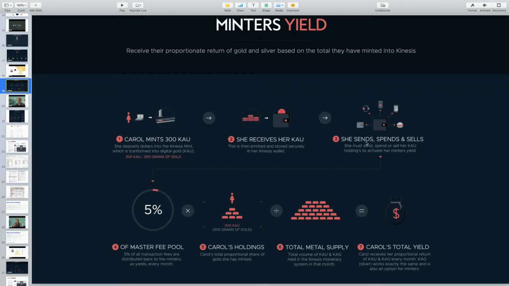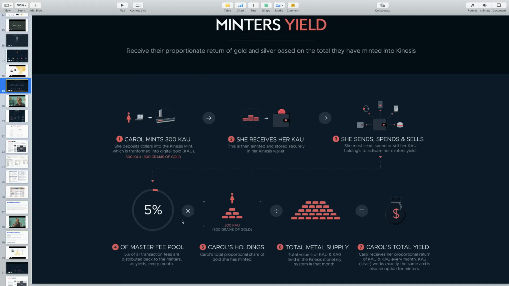So when she spends, obviously, she goes to McDonald's or a fancy restaurant, she goes to the museum or a theater. She uses her Kinesis virtual wallet to pay as opposed to paying with a credit card, and she activates the minting yield. For now, 5% is allocated into all transaction fees, and that goes back to the minters.